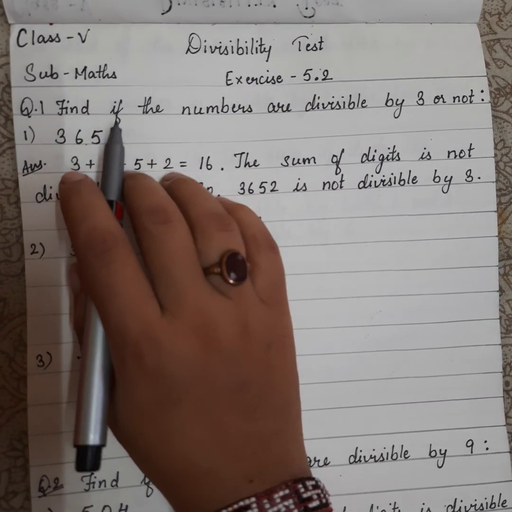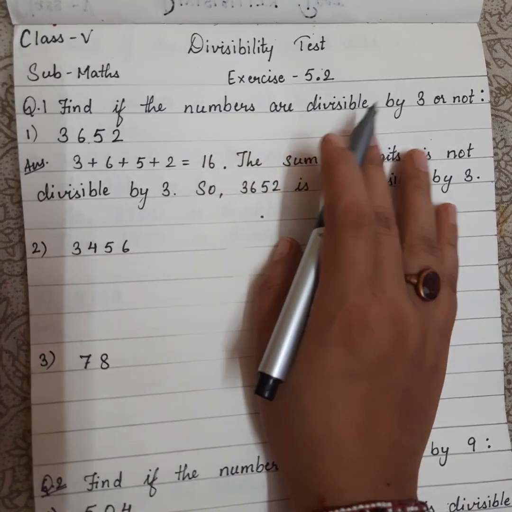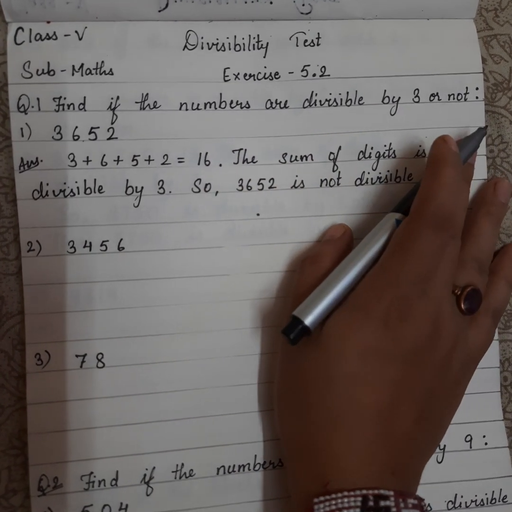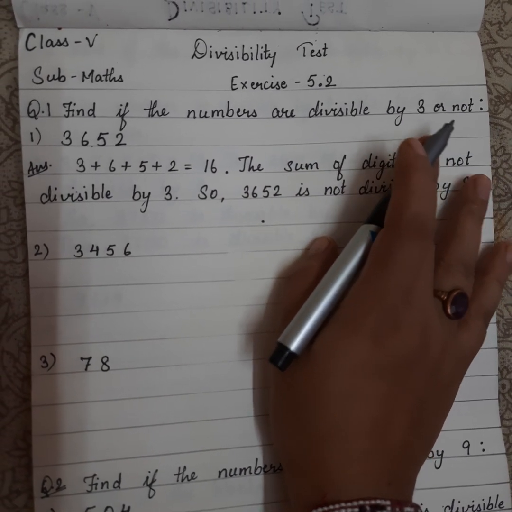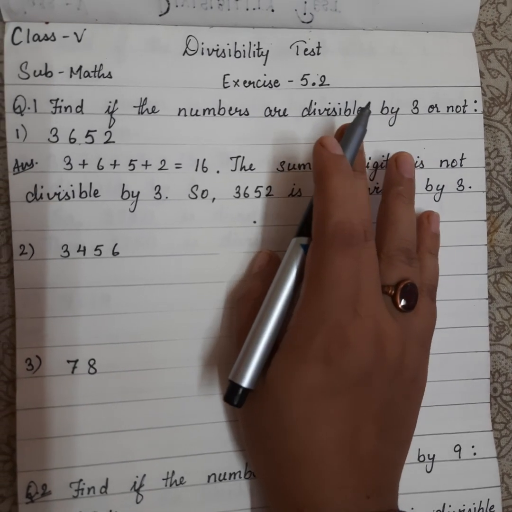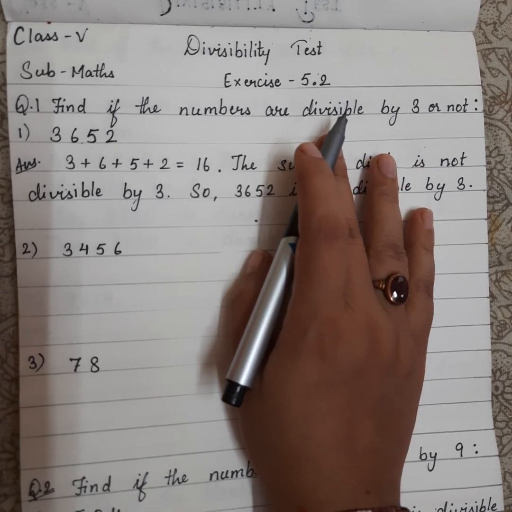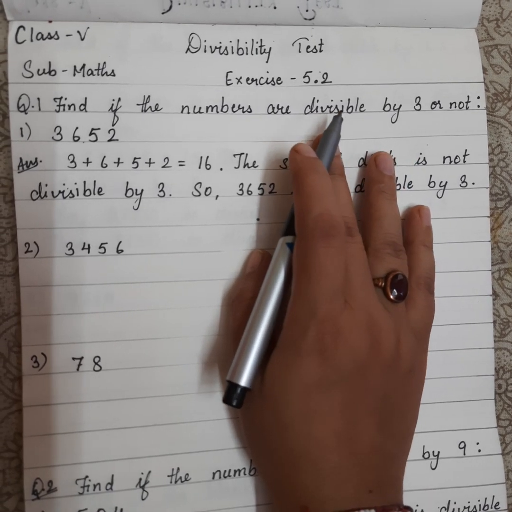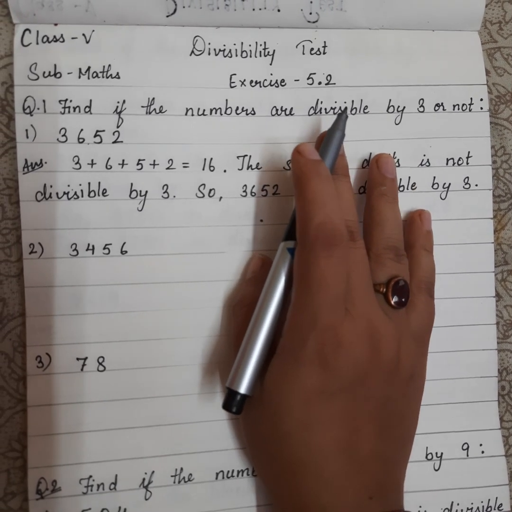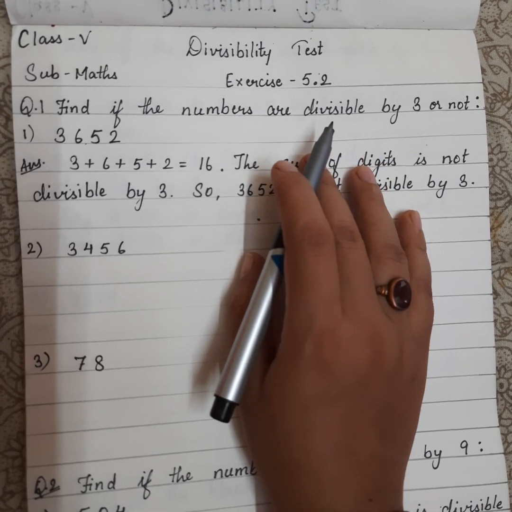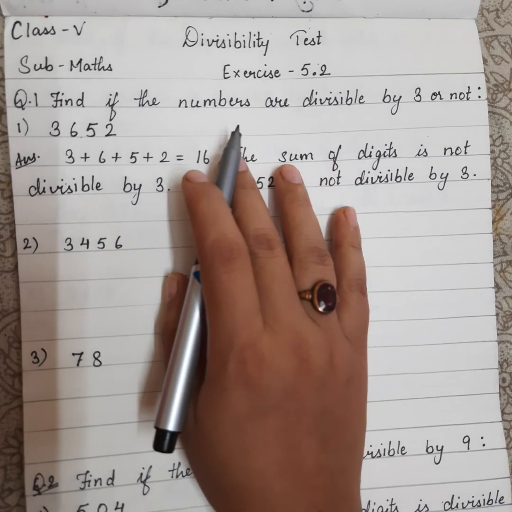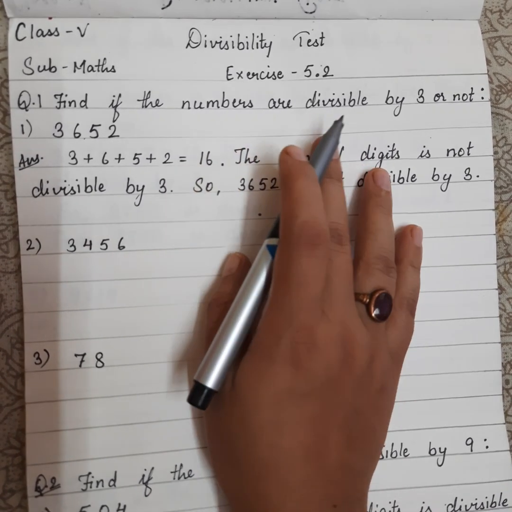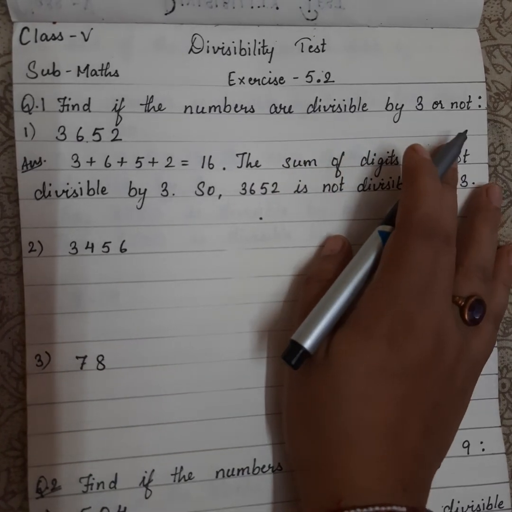The first question is, find if the numbers are divisible by 3 or not. Here you have to keep in mind the divisibility rules. If you have not read it yet, go through the video twice or thrice, and then only you will be able to understand these sums. Okay, so it is asking, find if the numbers are divisible by 3 or not.